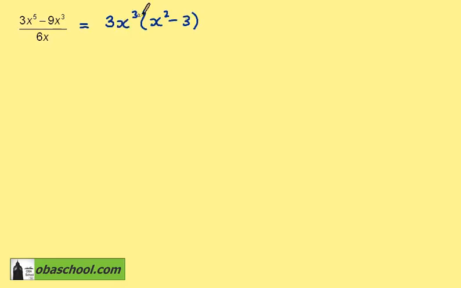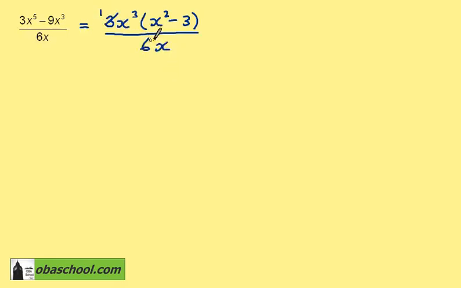that we get the original numerator. We then need to divide this by 6x, and we should remember that we have 3 times x cubed times the bracket on the top and 6 times x on the bottom. Since everything is multiplied, we can do some cancelling.